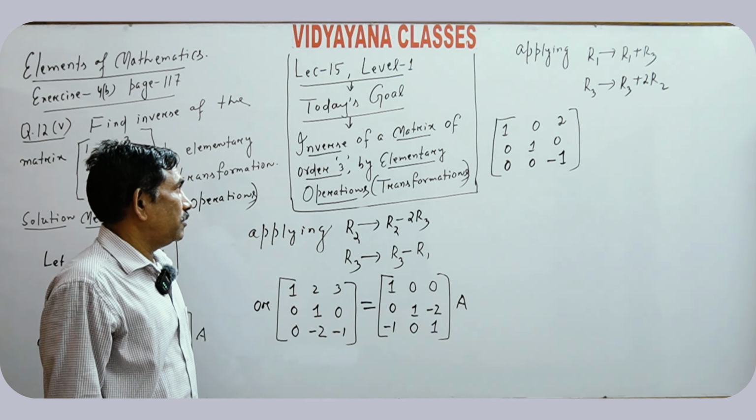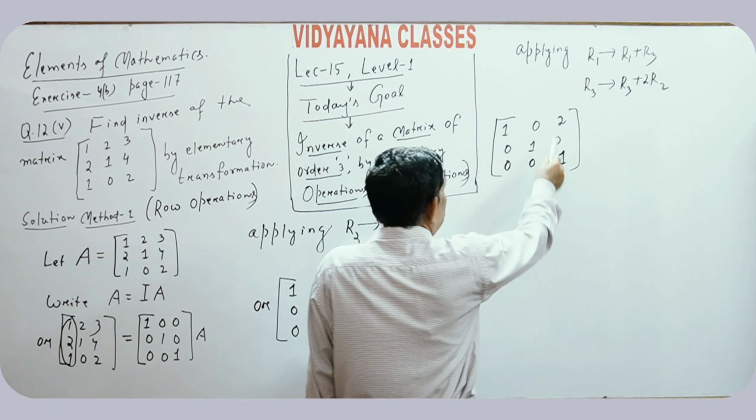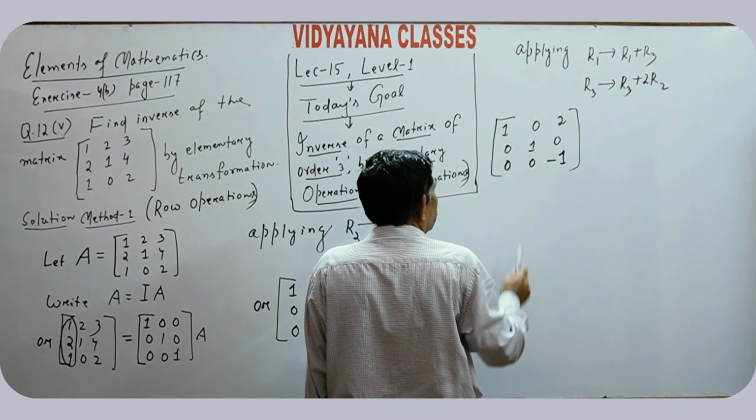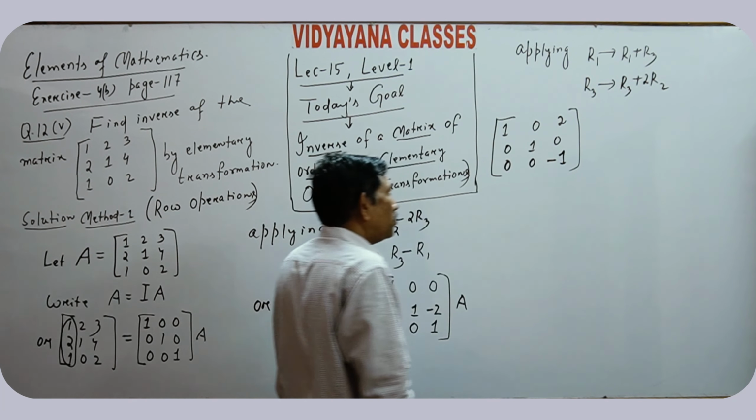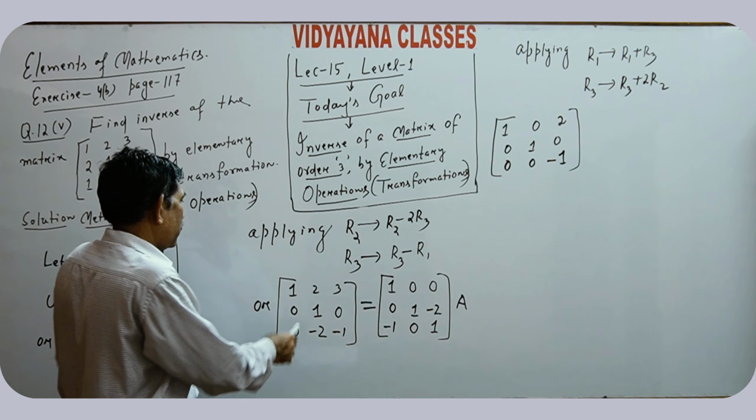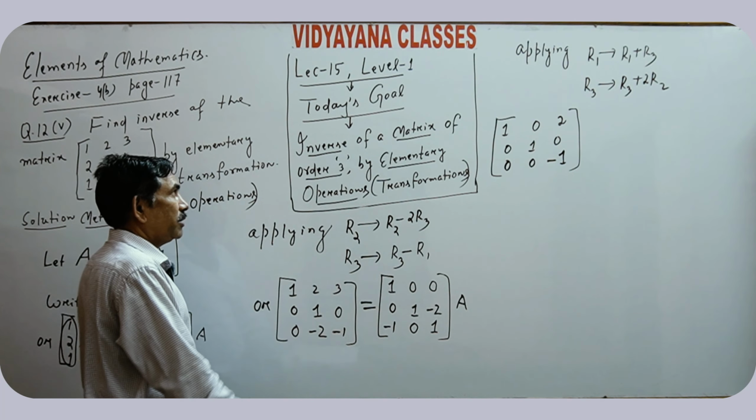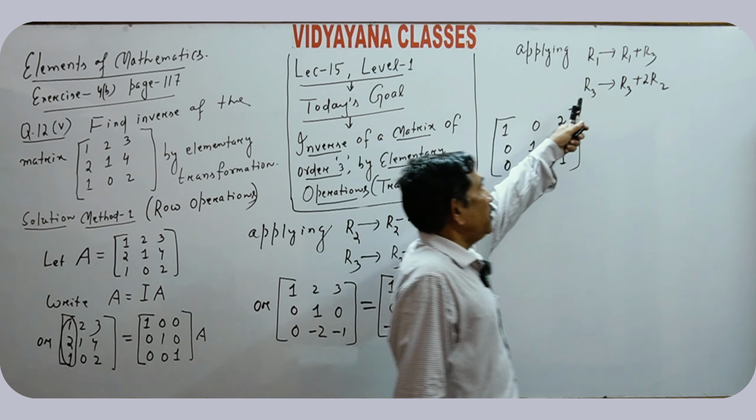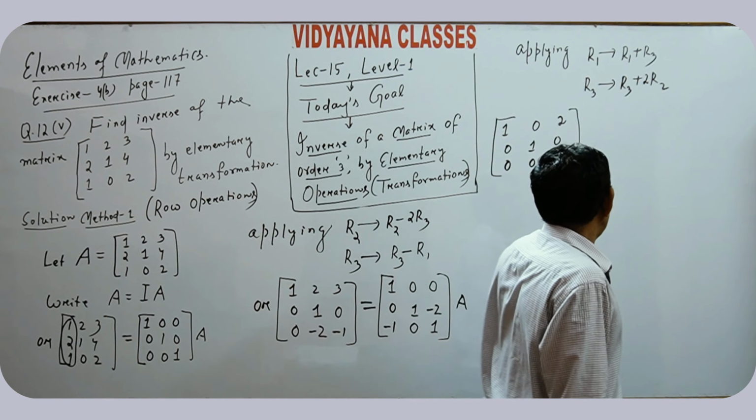Clear? The elements of column 2 change, while the elements of column 1 do not change with the help of the given operation.